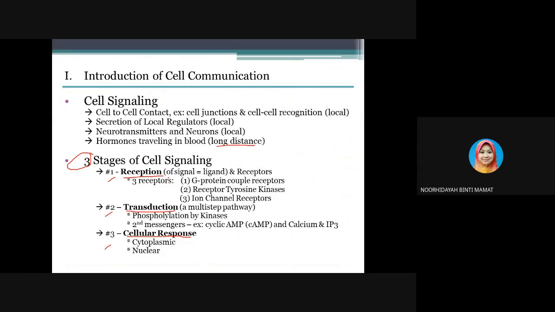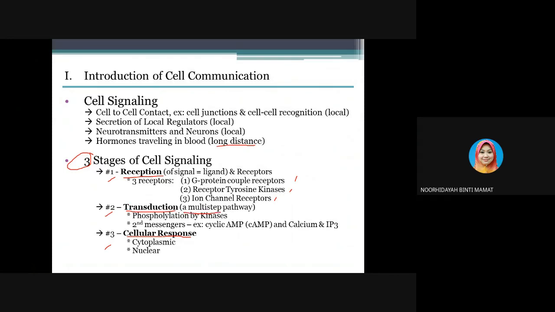So the reception of a signal involves the ligand and the receptor. The signal is received by the ligand and also the receptor. We have three receptors in the reception pathway: the G protein-coupled receptor, the receptor tyrosine kinase, and the third receptor that we have in cell signaling is the ion channel receptor. The transduction, which we were just talking about, will happen in the transduction stage.